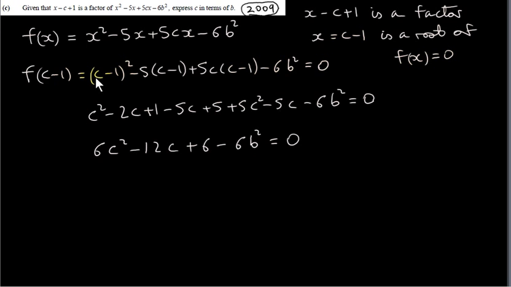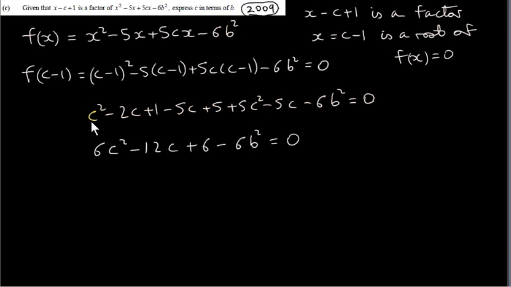Now we expand this out, so we get c squared minus 2c plus 1, multiply minus 5 into this to get minus 5c plus 5, then we have 5c times c minus 1, that's 5c squared minus 5c, and finally we have minus 6b squared, and this all has to work out to 0. So we have to solve this equation to get c in terms of b.